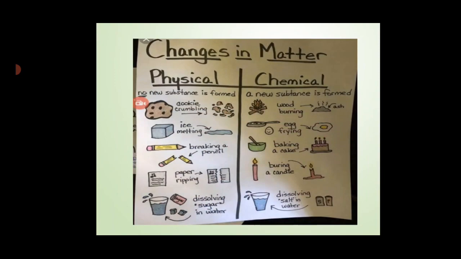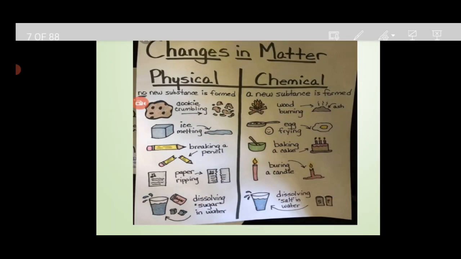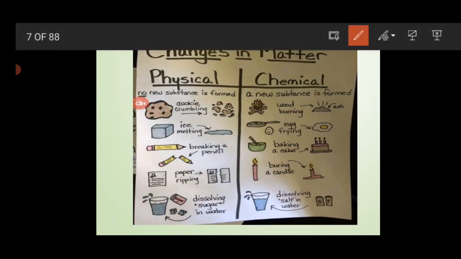So here is change in matter, physical and chemical. Some figures are there, just see them. By seeing them only you will understand what exactly is physical change and what is chemical change. In physical change, cookies crumbling means when we crumble the cookies, they remain the same cookies only. Their nature doesn't change. Their taste doesn't change.